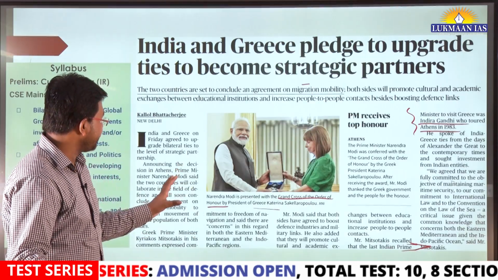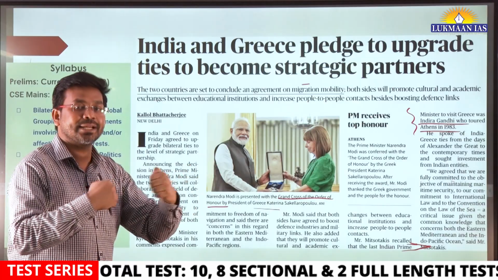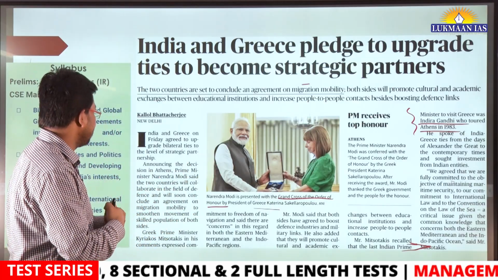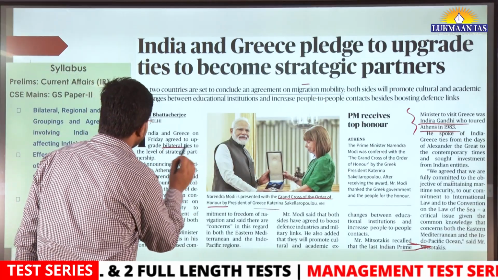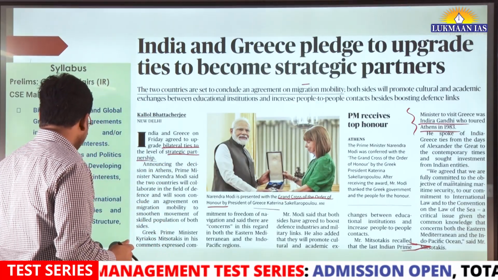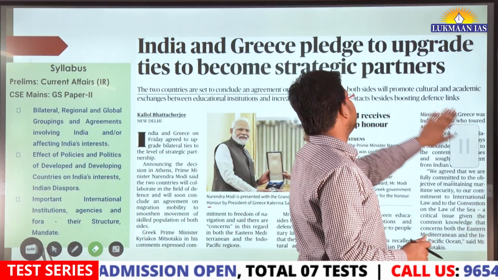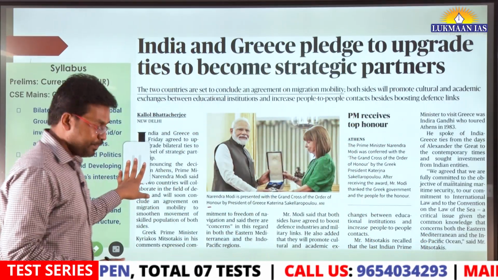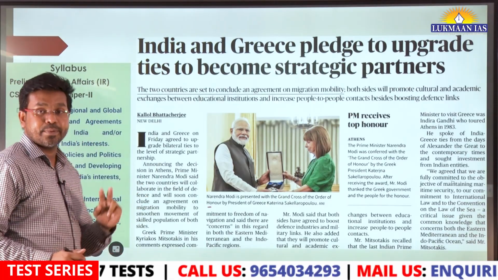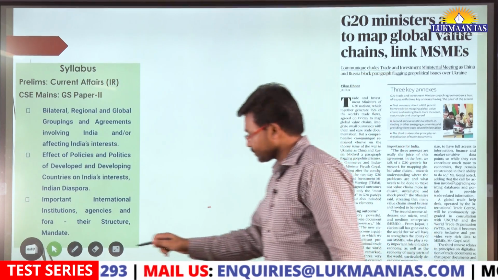Okay, so this award has been given, and now they have thought of improving the bilateral relation between these two countries, and they are going to upgrade the bilateral ties to the level of strategic partnership. Okay, so they have upgraded the bilateral ties to the level of strategic partnership with Greece. So that's why this article is there. This is important for GS paper 2 of the mains exam, under international relations.